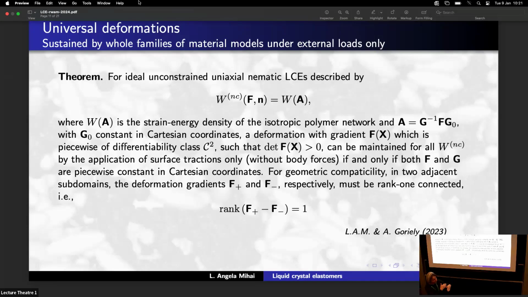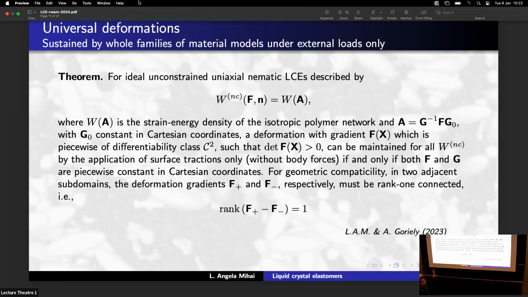However, when you have these two alternating stripes, you need to have a coherent geometric compatibility, and in that case, rank one connectivity is imposed. So the rank of F on one stripe minus F for the neighboring stripe has to be equal to 1. This is for geometric compatibility, so that the interface has a single normal direction, because otherwise it doesn't make sense physically.